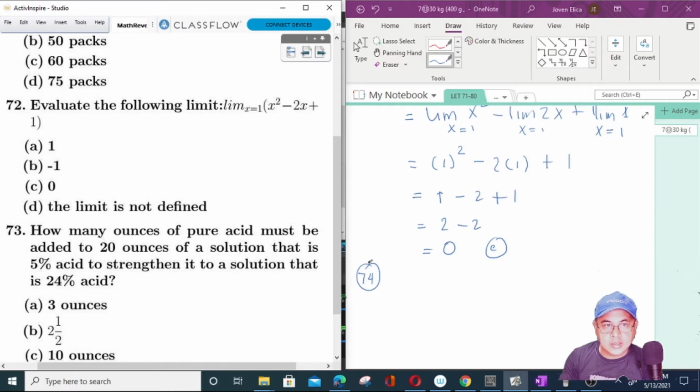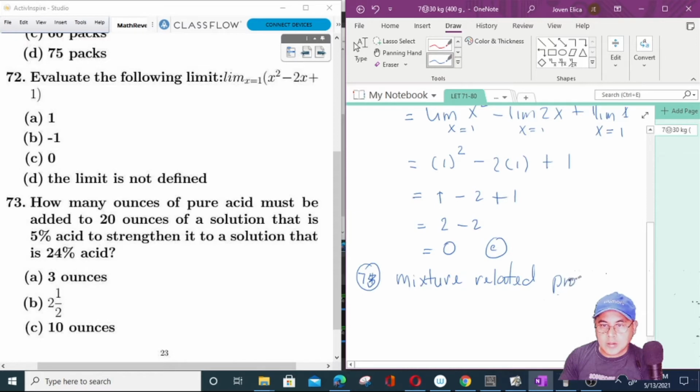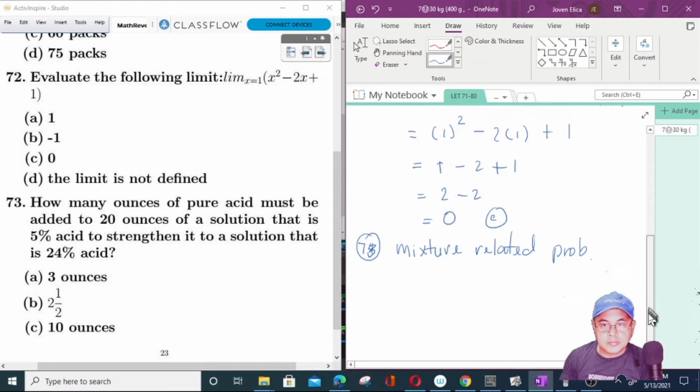Ah, 73. This is number 73. In number 73, this is a mixture related problem, and it involves solutions. Strengthen its solutions, a mixture of a particular element. So it is related to a mixture problem.